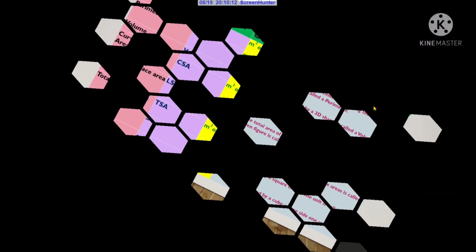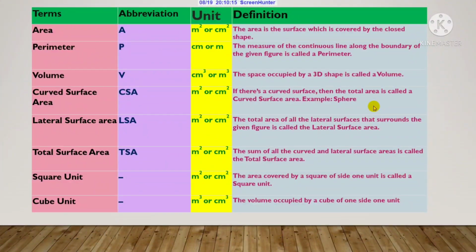Next, this is an important thing we must learn: the terms of mensuration, their abbreviations, how we denote them, and what units we are going to give. I will give an explanation of two definitions. Area is denoted with a capital A, and the area will be in meter square or centimeter square. The area is the surface which is covered by the closed shape.